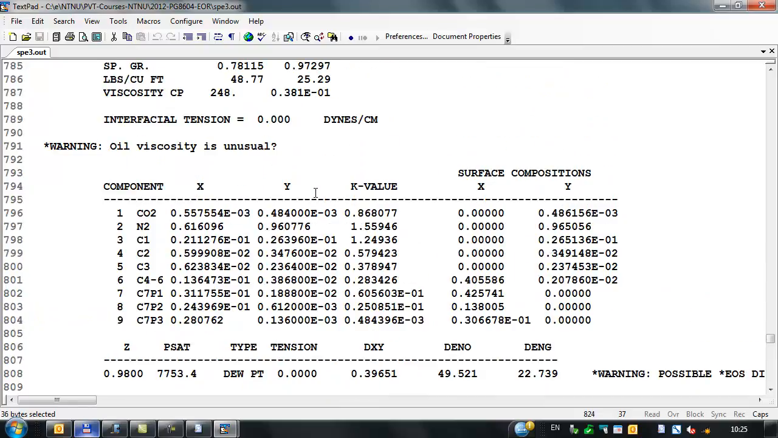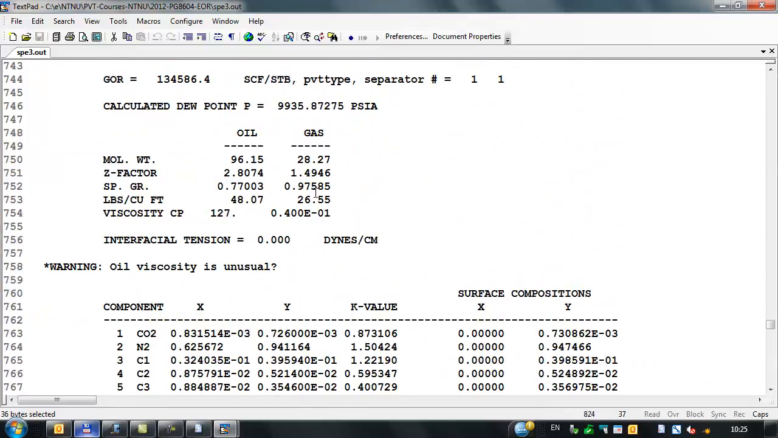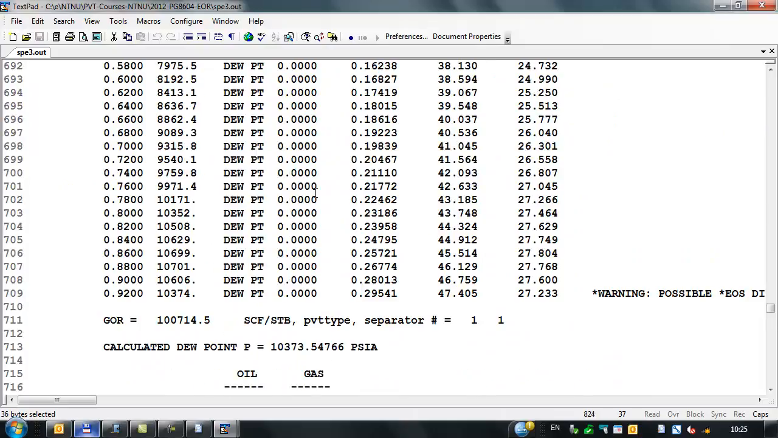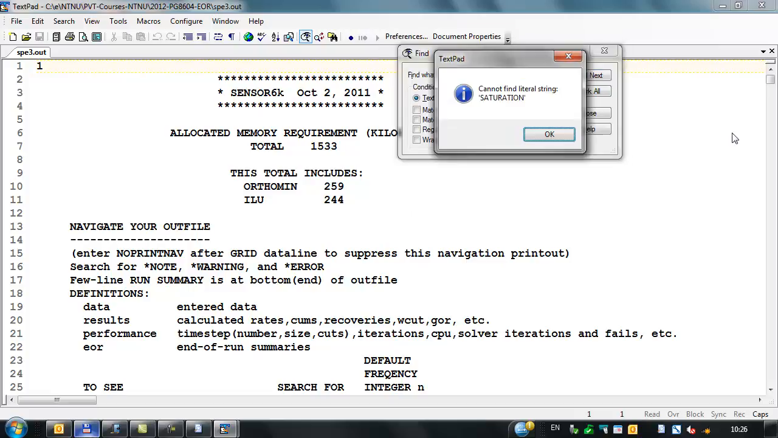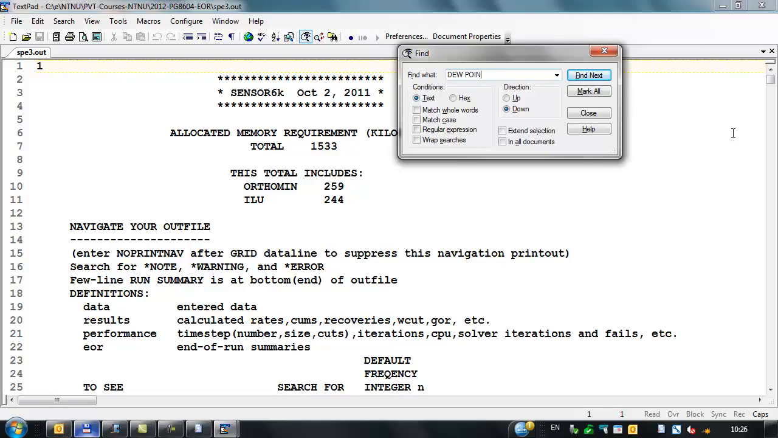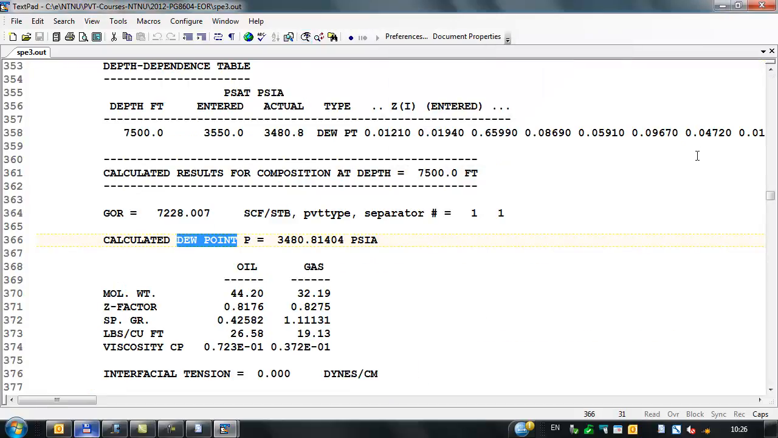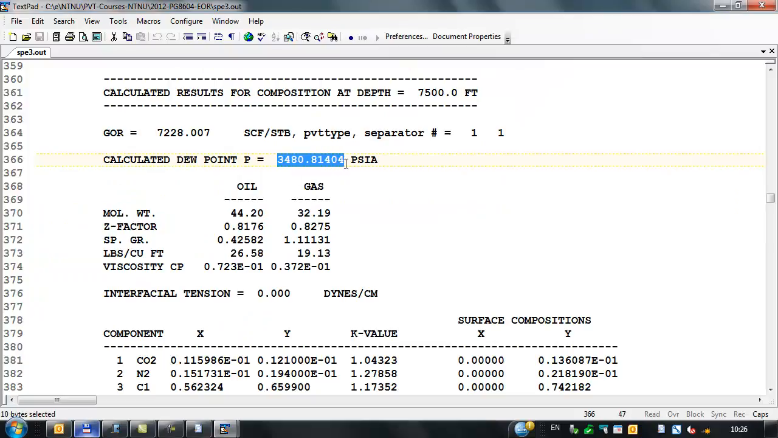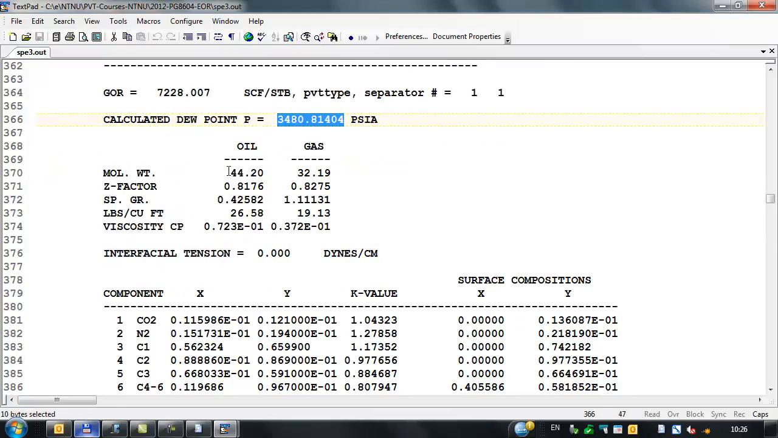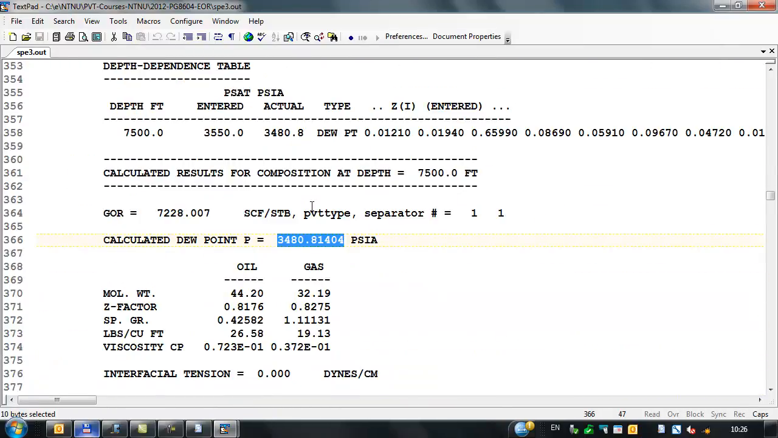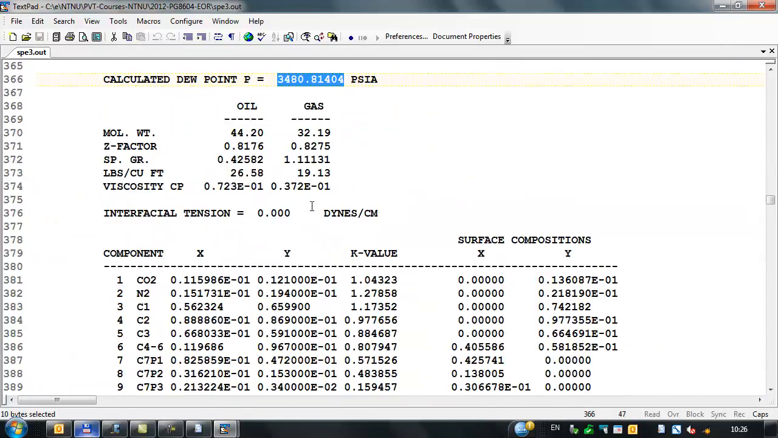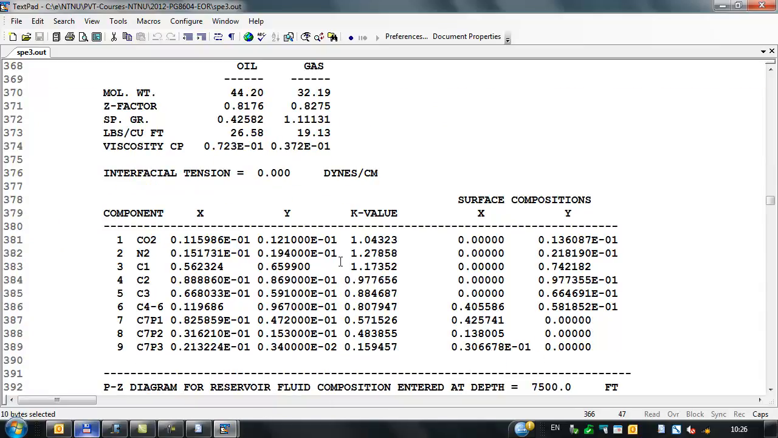We've got saturation pressure. Let's see, why is the... Oh, it's doing a bunch of... okay, let's just go up here and search for saturation. Maybe dew point. Okay. So we've got the 3480 dew point. We'll have to make sure our PVT simulator gives the same. We want the same properties, densities, viscosities, and K values at the saturation pressure. So where's the saturation pressure K values? That's here.